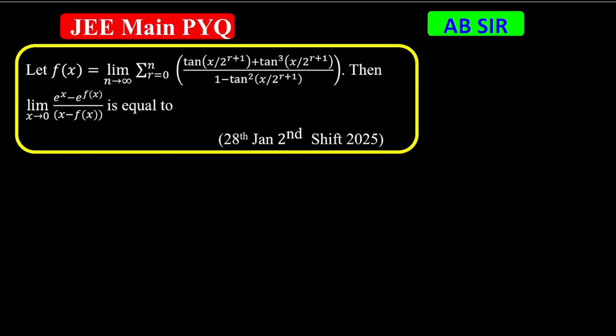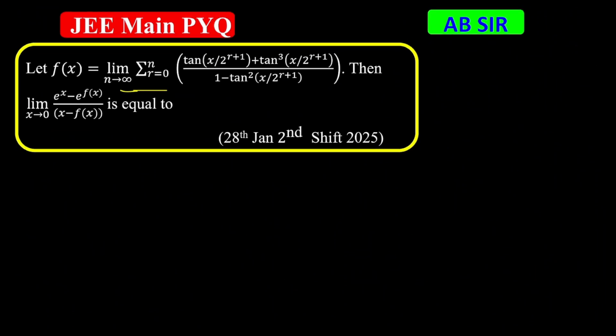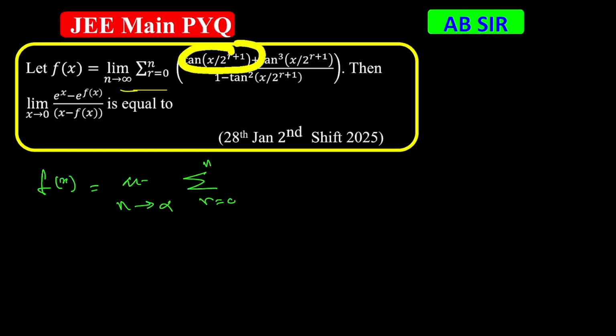In this case, it has been given that f(x) equal to limit n tends to infinity of the sum over r equal to 0 to n. So what we'll do here? Let me write it first: f(x) equal to limit n tends to infinity, r equal to 0 to n, of tan x by 2 to the power r plus 1. I am taking 2 tan minus tan so that we'll get the direct formula.